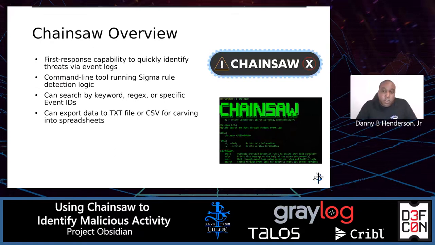The slides are going to be quick because we're going to get right into the action. But to give an overview of Chainsaw, it is an incident response tool that you can use to quickly gather data from the Windows event logs. It is a command line tool that uses Sigma rule detection logic. You can either search by keyword, regex, or specific IDs, or you can hunt using its built-in tools or Sigma rules. The useful thing about it is that you can export the data to text files or CSVs to put in a spreadsheet, so you can carve more information out. So let's get right into it.